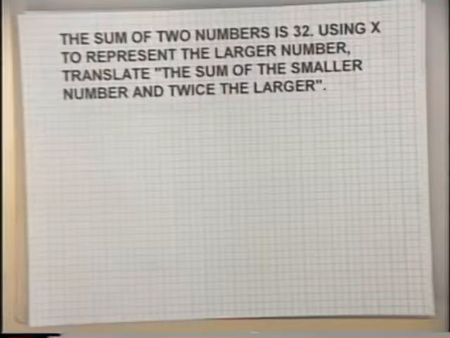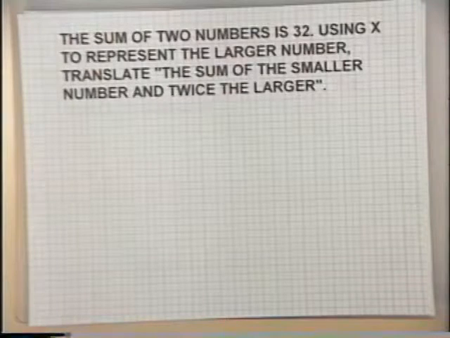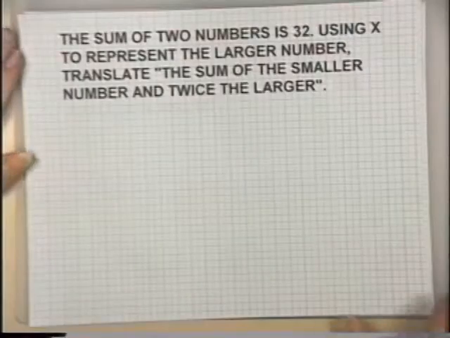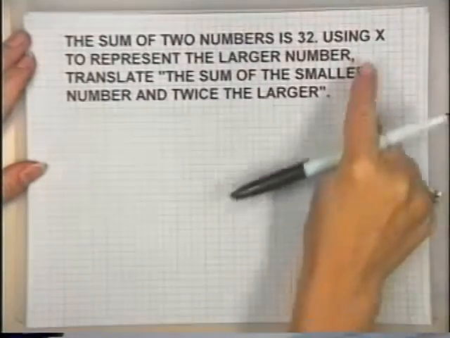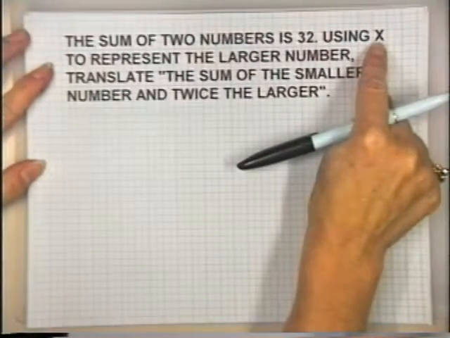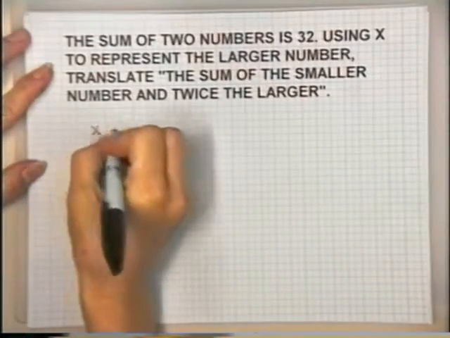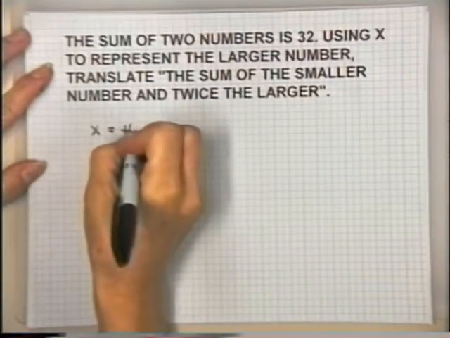The sum of two numbers is 32. Using x to represent the larger number, translate the sum of the smaller number and twice the larger. This is similar to the problem that we looked at before. This time, however, we have been instructed to use x to represent the larger number. Let's write that down. x equals the larger number.